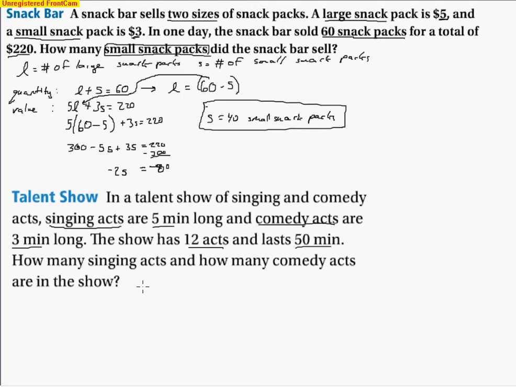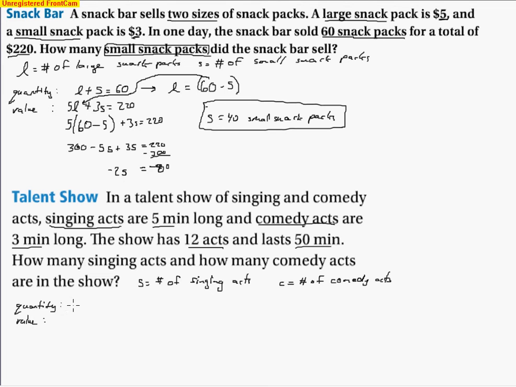So we'll start with writing down a listing of our variables. We'll say S equals the number of singing acts, and then we'll say that C equals the number of comedy acts. And so from there, we can go ahead and try to write an equation. We're going to do the same sort of thing. We've got our quantity equation, and we've got a value. Now, the value this time deals not with money, but with minutes. Sometimes minutes are valuable also, and so that's what we're going to end up using for our value.